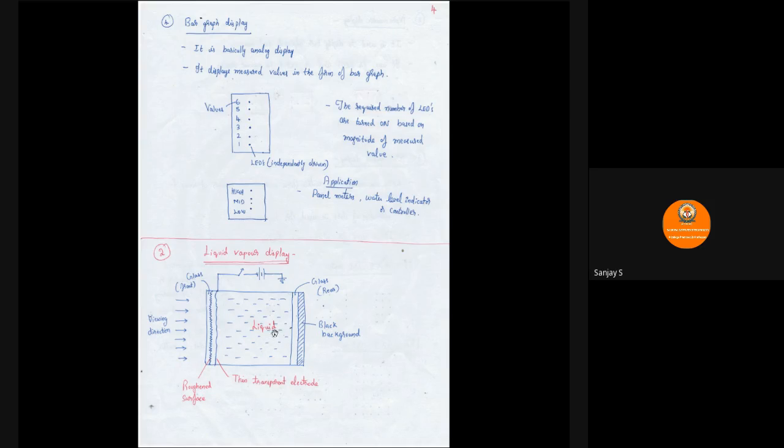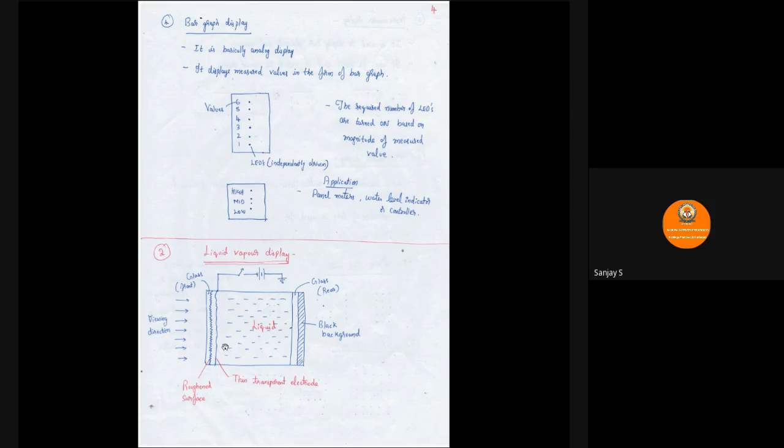On one end of the container we have black painted glass. On the other end of the container we have scraped part of the glass, and in between we have a transparent liquid. And then we insert an electrode, which is a conducting material. Thin transparent electrode will be inserted, and it is connected to a switch. Through a switch it is connected to the battery, and then this is the viewing direction basically.